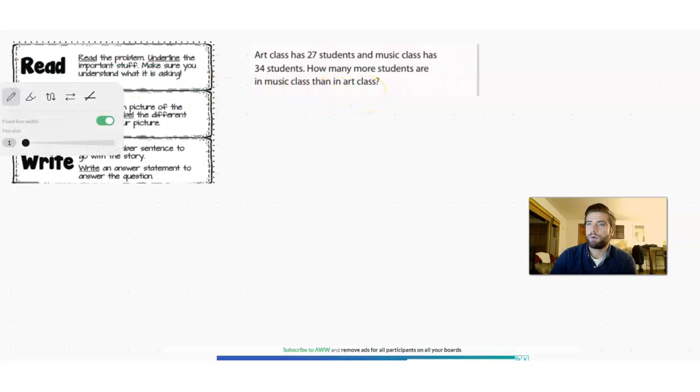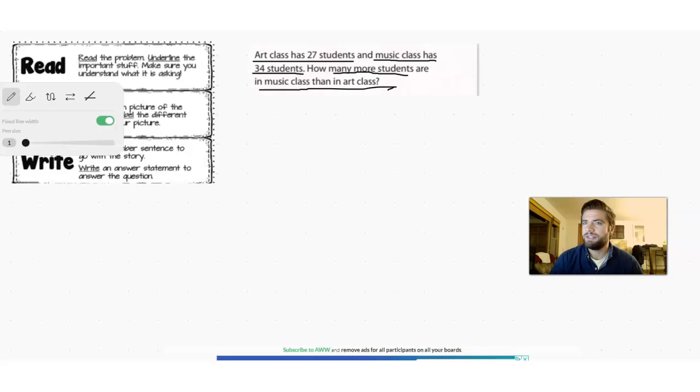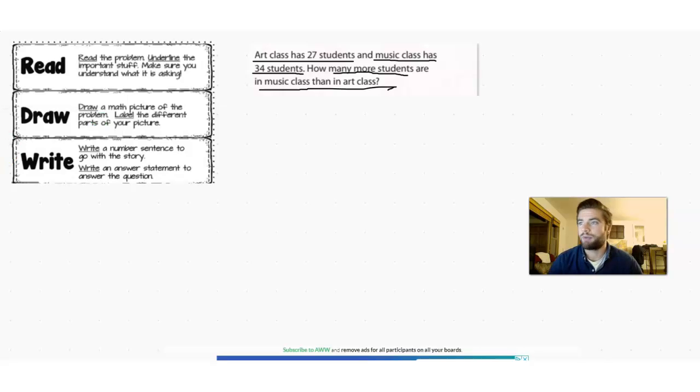So let's underline the important parts of that after we read it. We know art class has 27 students. That's going to be important. We also know music class has 34 students. That's probably going to be important. And then it says how many more students are in music class than in art class. So that final part, how many more students, is going to be our final answer. So when we hear how many more, that's a good signal that it's going to be a subtraction problem.